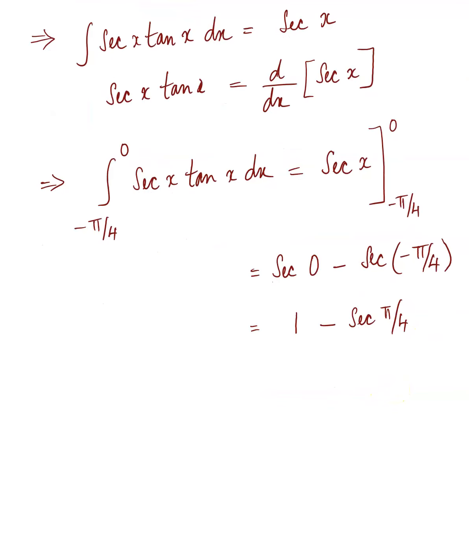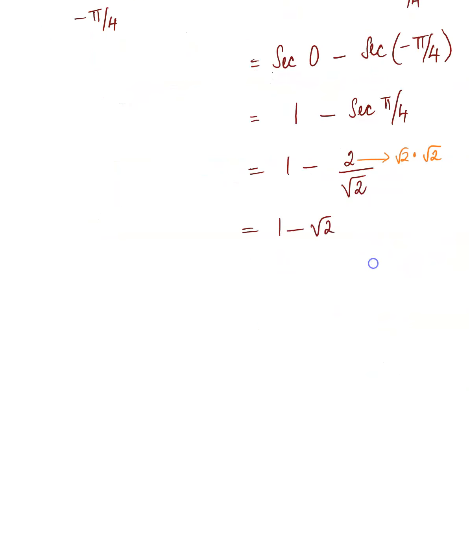And secant pi over 4, if you look at cosine pi over 4, that will be root 2 over 2. And you need to take the reciprocal of that. So 1 minus 2 over root 2. If you simplify this, it gives you 1 minus root 2, right? You can rewrite the 2 as root 2 times root 2, so that one of the root 2's will cancel off. So you have 1 minus root 2. And that's the answer there.